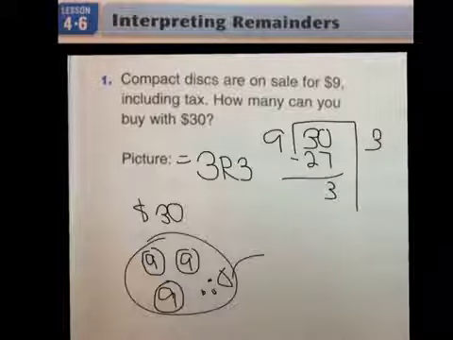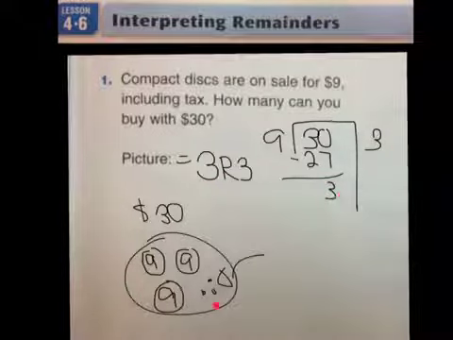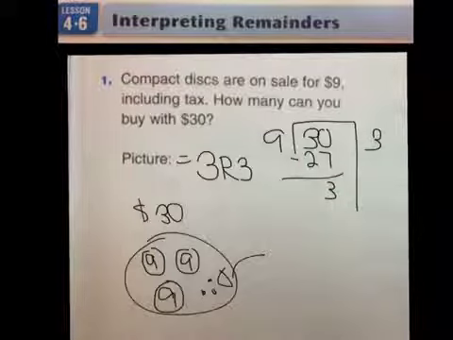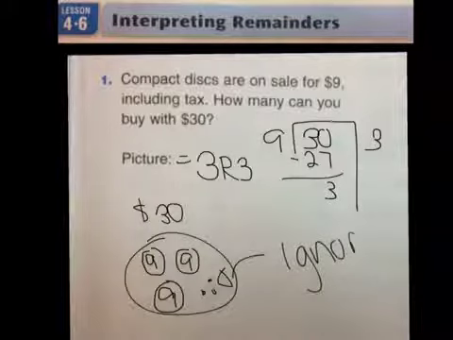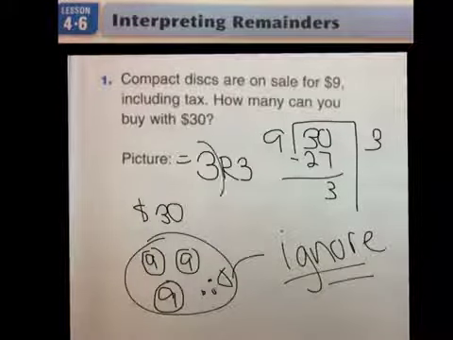The question is asking me, how many can you buy with $30? Well, I can buy 3, right? So what does the 3 here mean? That means I have $3 left in change. Is the change important? Well, no. So maybe we should just ignore those $3 because they will not change my answer. But I can buy 3 CDs.